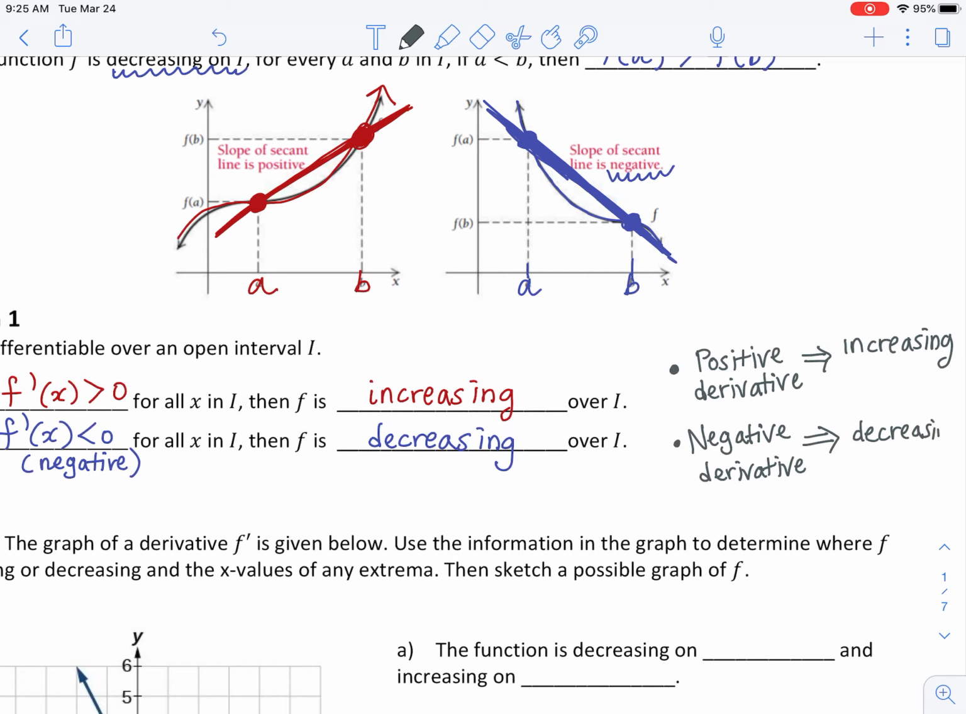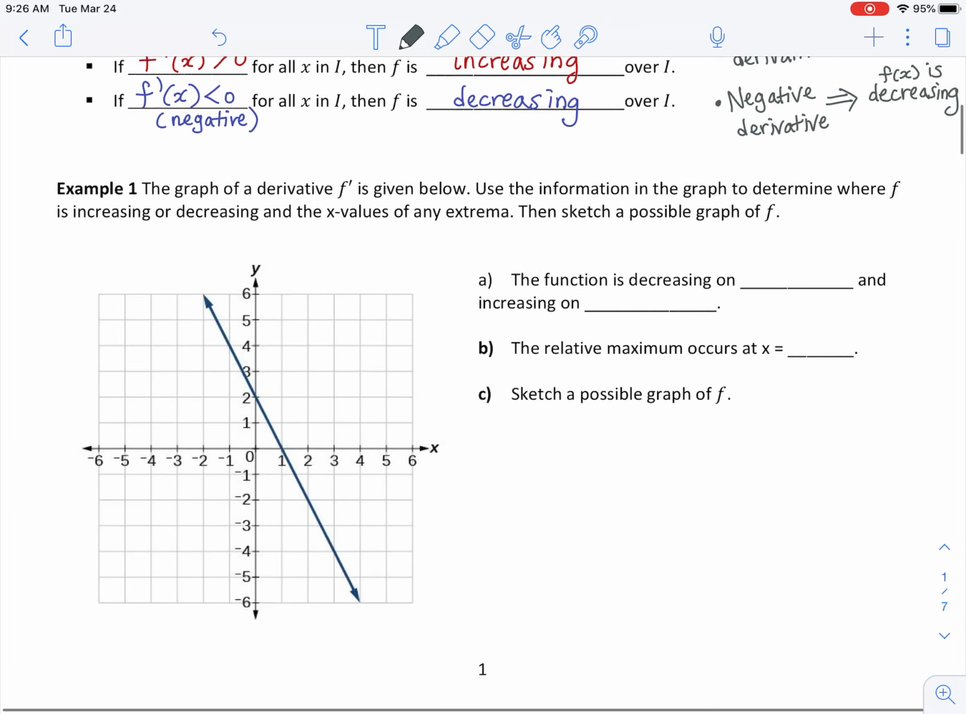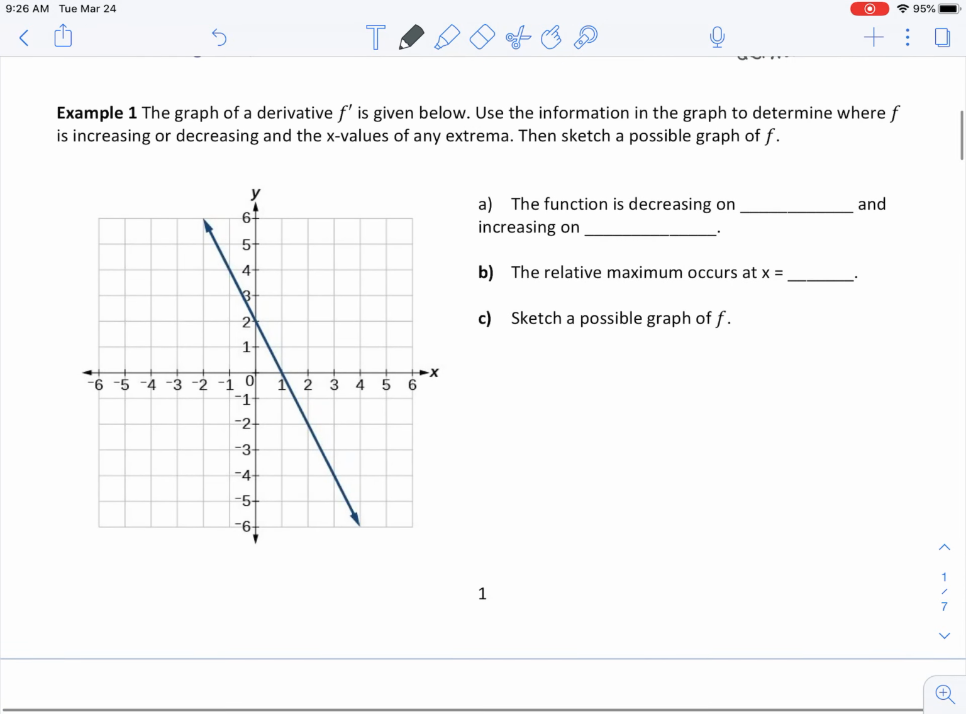Negative derivative means the function is decreasing, okay? Or I should say f of x is increasing and f of x is decreasing. So we'll use this idea to try example number 1 and 2. And I saw 2 problems just like this on your homework, so this will be great.